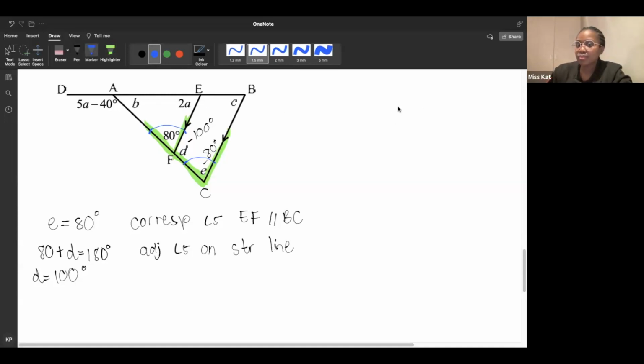Yes, ma'am. Now, ma'am, why do you have to say adjacent angles on a straight line? Because at school, we don't say adjacent angles on a straight line. Okay, what do you say at school? Just say angles on a straight line.